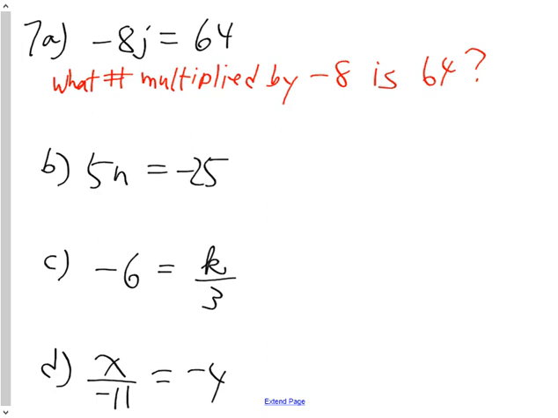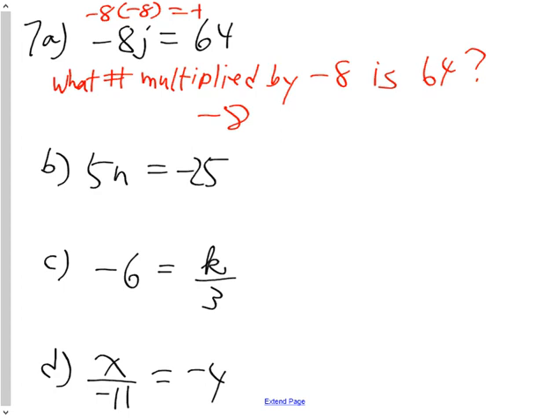So we know that 8 times 8 is 64, so we know that our answer is going to be 8 for sure. But the question is, is it going to be a positive 8 or a negative 8? It has to be a negative 8 because a negative 8 multiplied by a negative 8, which is what the j is doing, is a positive. So negative times a negative is a positive. So we know the value of that is going to be a negative 8.